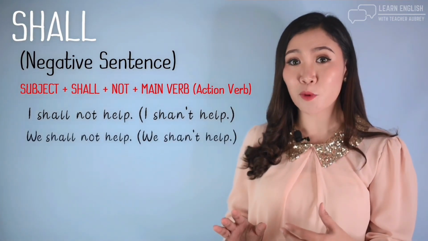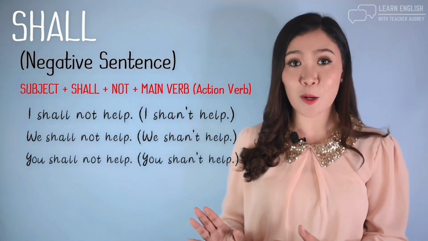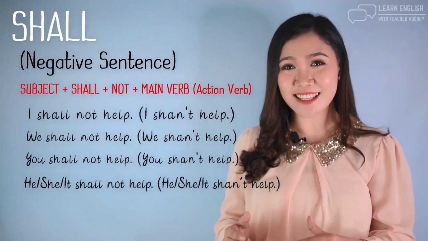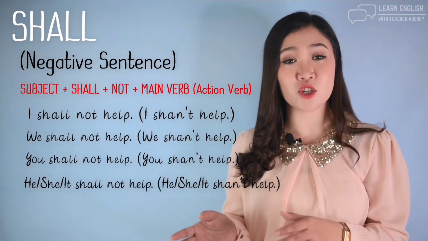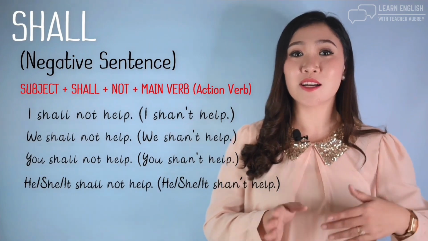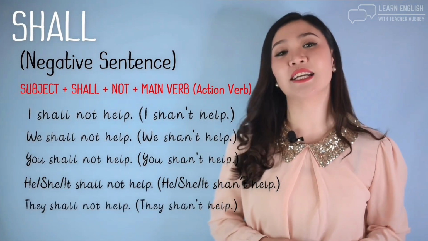We shall not help, or we shan't help. You shall not help, or you shan't help. He or she or it shall not help. Or we can use the contraction form, which is shan't help, or they shall not help. Or the contraction form is they shan't help.